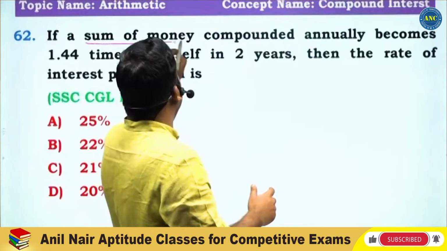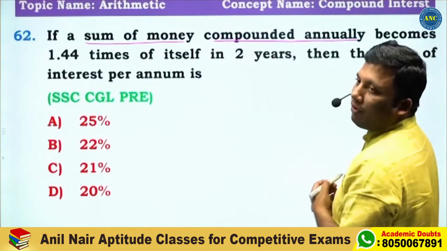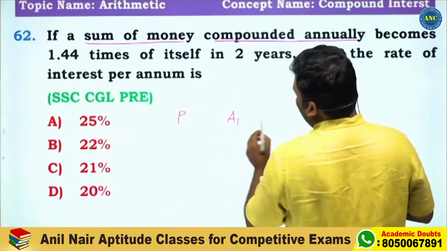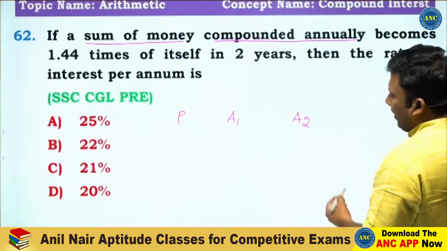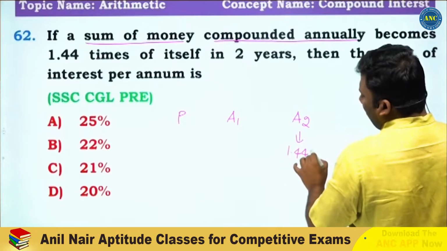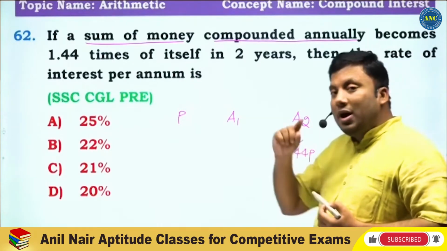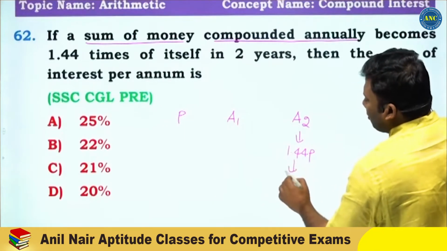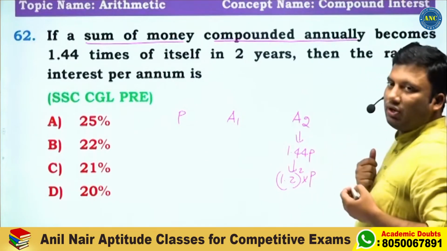If a sum of money compounded annually becomes 1.44 times of itself in 2 years, there is P, this is the amount after first year and this is the amount after second year. This became 1.44 times the principal. So this A2 has become P into x square. X square is 1.44, which is 1.2 whole square into P.